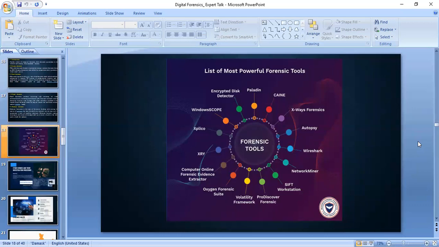And the most important thing regarding these digital forensic tools is that most of them are freely available. Some may be paid ones, but Autopsy, ProDiscover are very famous tools in digital forensic, which are available freely. Next, please.